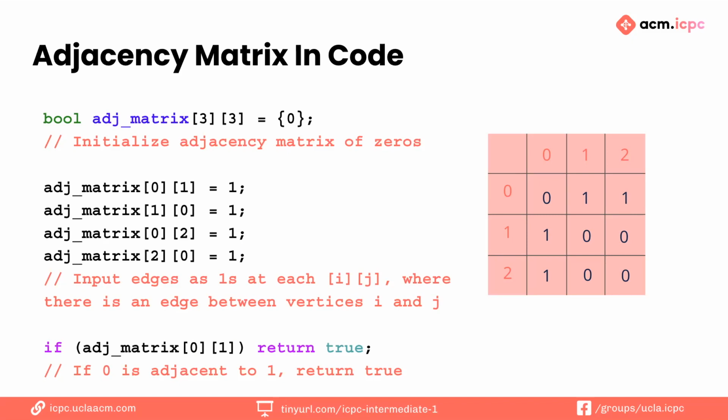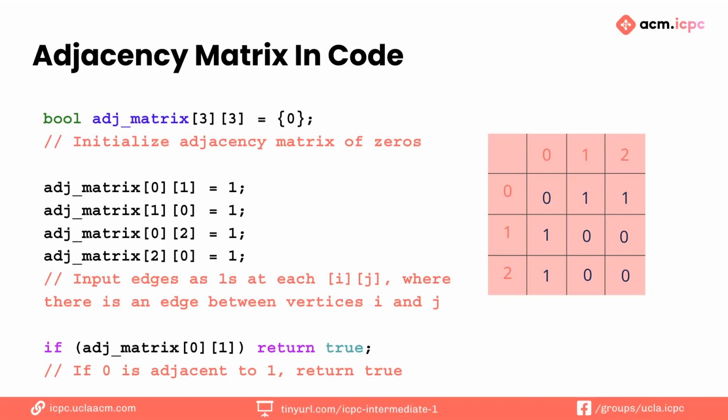And then if you want to add edges or to say that there is an edge between a given row and column, then you just set that row and column index to 1. So super easy. If you want to set 0 and 1 to be adjacent vertices, then you just set adjacency matrix, brackets 0, brackets 1 equal to 1. And you can do the same for any of them. And you can remove connections this way.